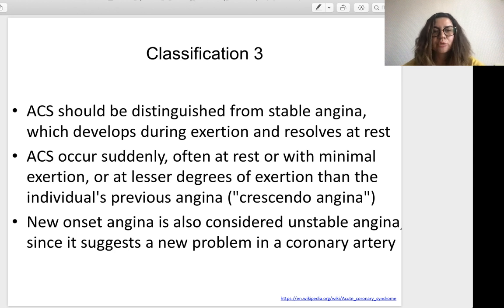Acute coronary syndrome should be distinguished from stable angina, which develops during exertion and resolves at rest. Acute coronary syndrome occurs suddenly, often at rest or with minimal exertion, or at lesser degrees of exertion than an individual's previous angina. We name it crescendo angina. The onset of angina is also considered unstable angina, since it suggests a new problem in the coronary artery.